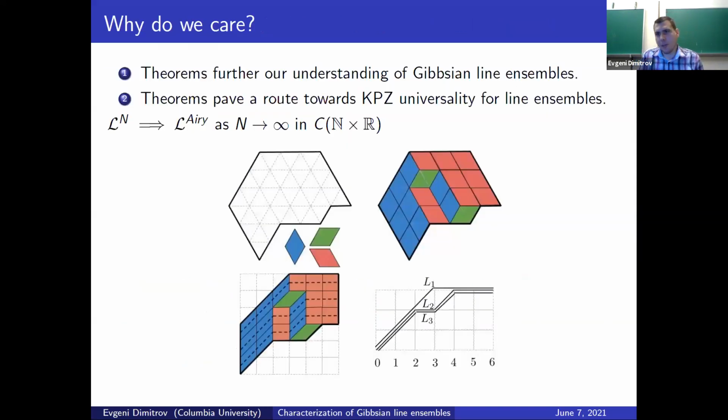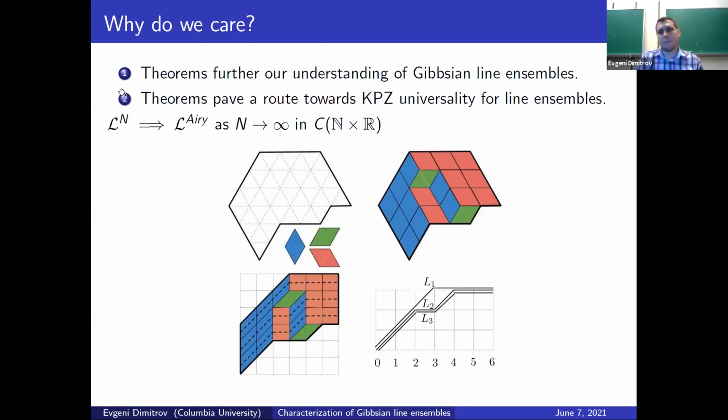Okay, so we have two characterization results for Gibbsian line ensembles. So a natural question is, are they useful for anything? Why do we care about having such results? I'll give two lines of motivation for why you might be interested in these types of statements, focusing for the rest of the talk on the second one.